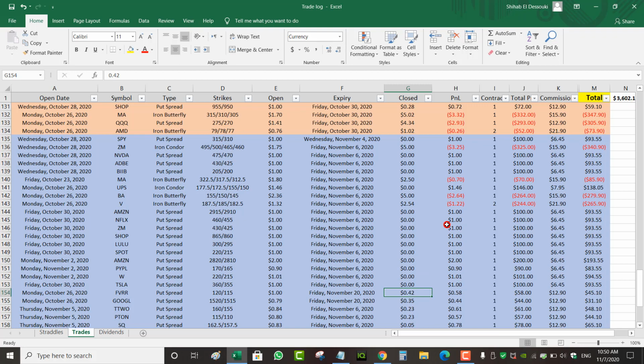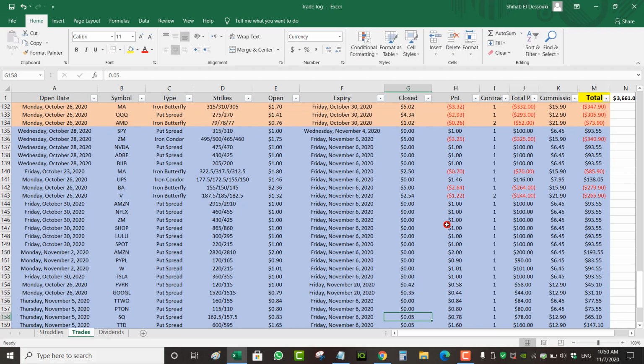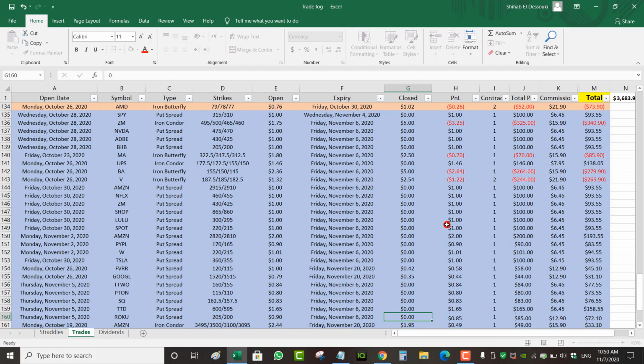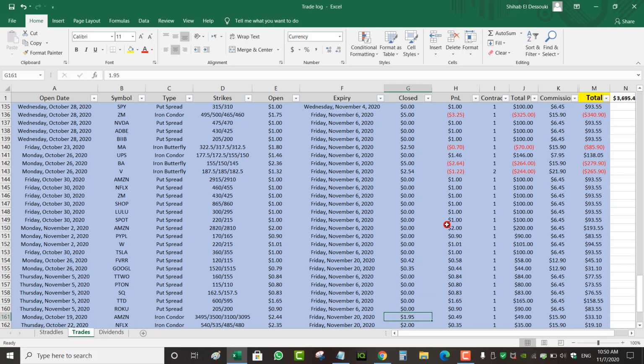Fiverr wasn't expiring November 20th, so I'm going to keep it. Google also was November 20th, so it wasn't last week, so it cannot expire worthless. TTWO, this one would have expired worthless. Peloton worthless. Square worthless. Trade Desk worthless. Roku worthless. And this one is not part of it, so I'm just going to keep it as is.